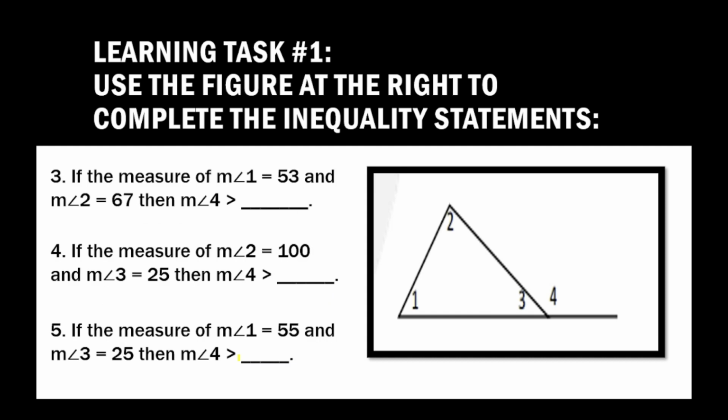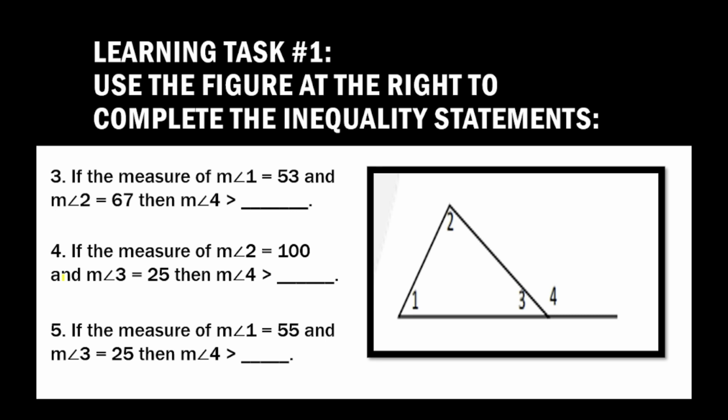Learning task number 1 pa rin, numbers 3, 4, and 5. Use the figure at the right to complete the inequality statements. So we have here, number 3, if the measure of angle 1 is equal to 53, and the measure of angle 2 is equal to 67, then the measure of angle 4 is greater than blank.